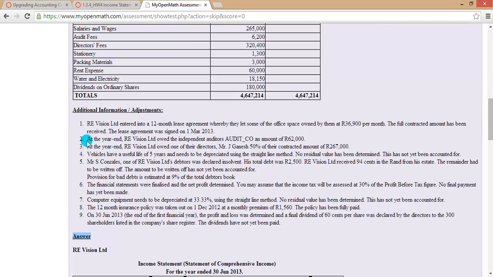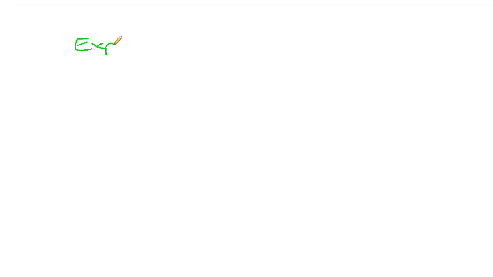Right, so adjustment number 2. At the year-end, Revision Limited owed the independent auditors, Audit Co, an amount of 62,000 Rand. Alright, so this is an easy one. The key word here is owed. That's telling us that we've got a liability here that is going to increase. What's happened here is we've used the services of the auditors, but we haven't yet paid them. So because we've used their services, we need to record an expense, which is going to increase.